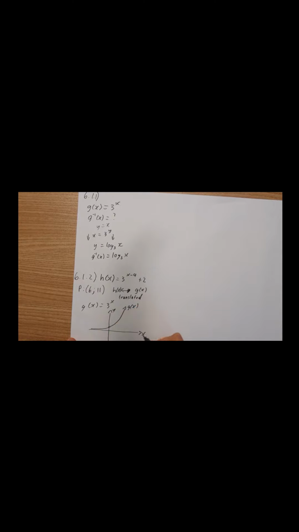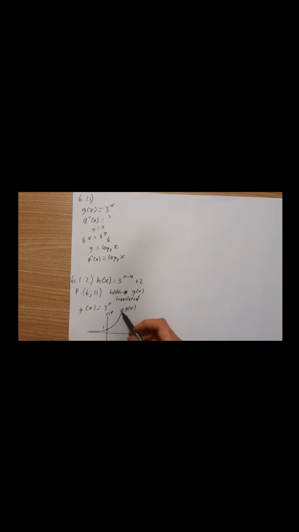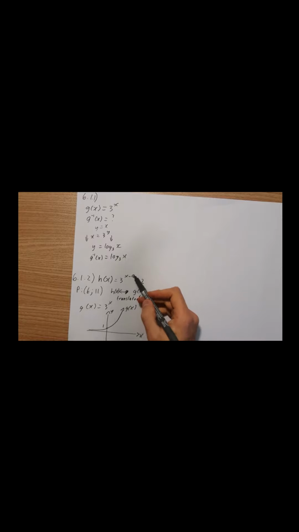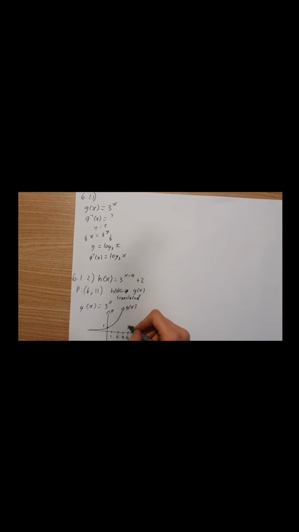That's y, that's x, and that's 1. Okay, but now h of x, what have we done? We've shifted it 4 units to the right. Remember, x minus 4 means we're going right. If it was a positive, we'd be going left. Okay, so we've shifted it 4 units to the right. So this point goes 1, 2, 3, 4. Okay, so it would be sitting over there, and then 2 units up, which means 1, 2, so now it'd be at 3, so it'd be somewhere over there.